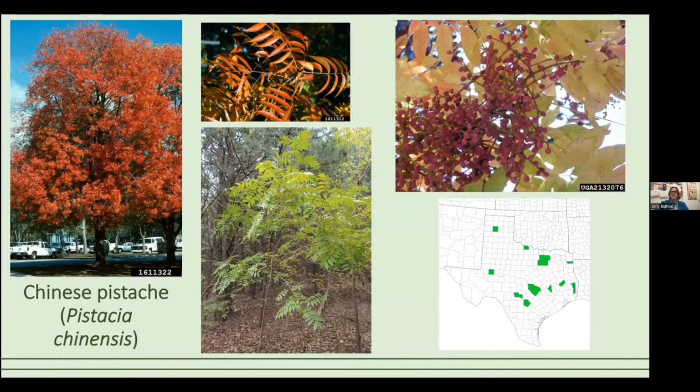Chinese pistache is native to East Asia and China and was brought to the US as an ornamental. It does well as a street tree in urban areas, and it's got beautiful fall color. It's probably very noticeable right now if you live in an urban area. Habitats impacted by Chinese pistache could be urban and garden areas, riparian and aquatic areas, cropland and pasture areas, and the region most likely to be impacted by this species is the Southeast.